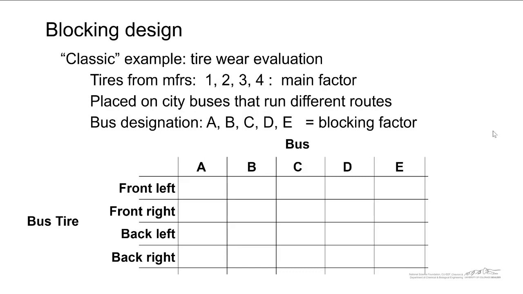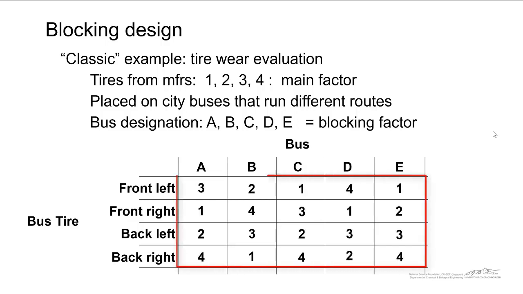So a better way to assign tires to these 5 different buses would be randomly. And this is not completely random, this is pseudo-random. It's pseudo-random because on each bus, we're going to assign 1 tire from each of the 4 manufacturers. So this might be a suitable way to do this. Again, we haven't completely randomized the tires because each of the blocks has 1 of the 4, but in each block, we've randomized the order of those 4 different tires.